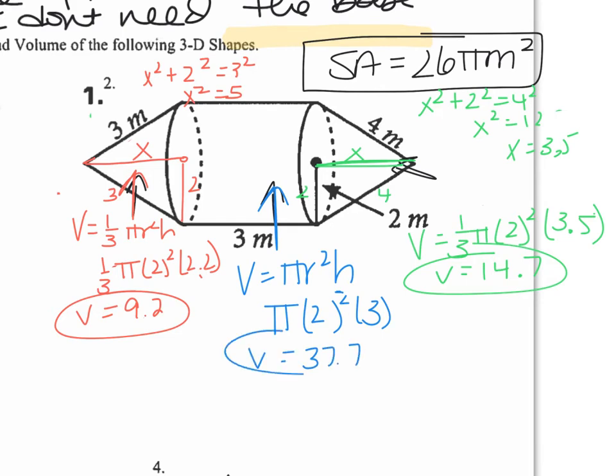So, to find the volume of the entire shape, I now have to add up those 3 numbers. It's nice because everything is circled. It's easy for my brain to reference it.